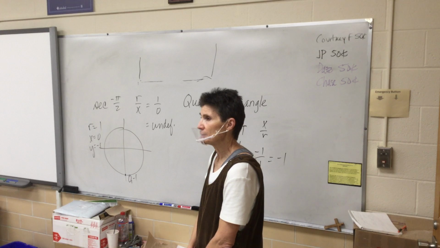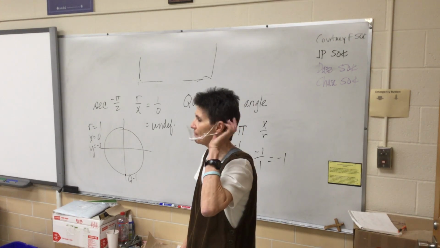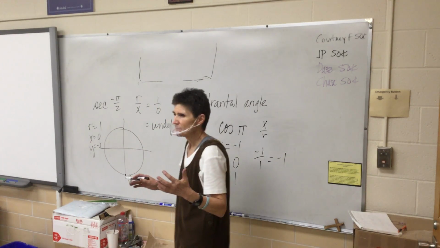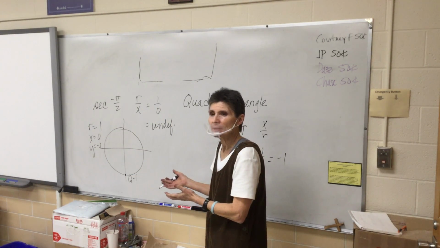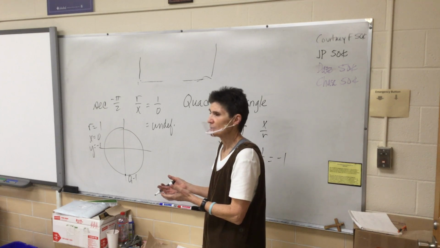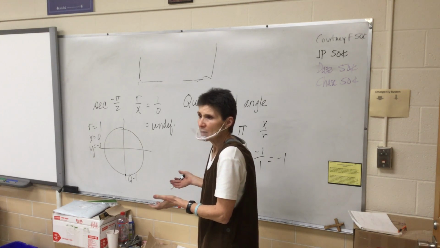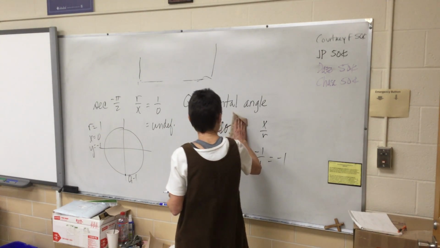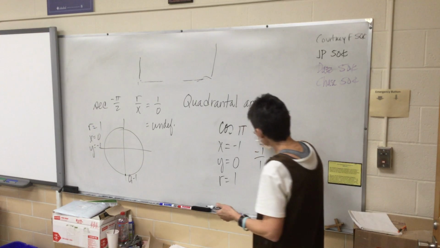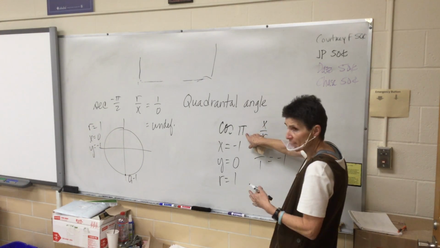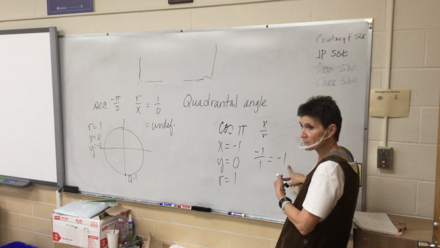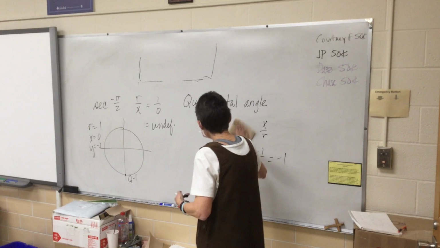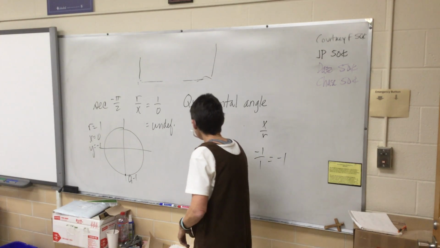Now, there might be this nagging feeling in the back of your head, like, wait a second, how can you just make it up and say I'm going to have a radius of 1? What if I used a different circle? What if my radius were a different number? Let's do this problem again. Cosine pi, I remember the answer came out to be -1. Let's see what happens if I do a different size circle.